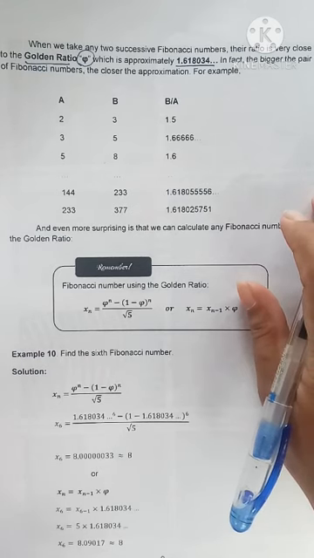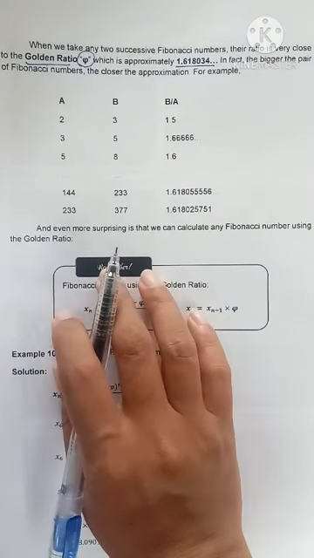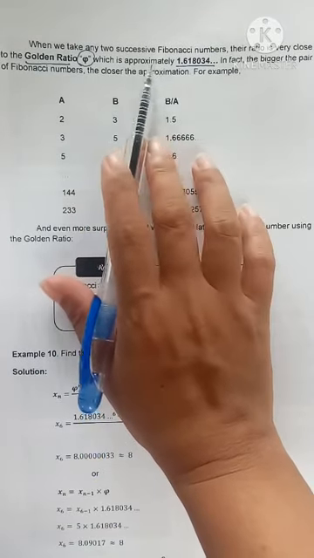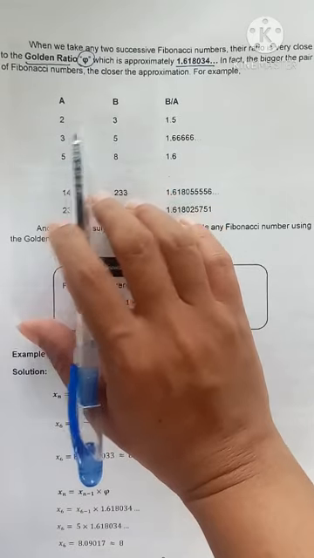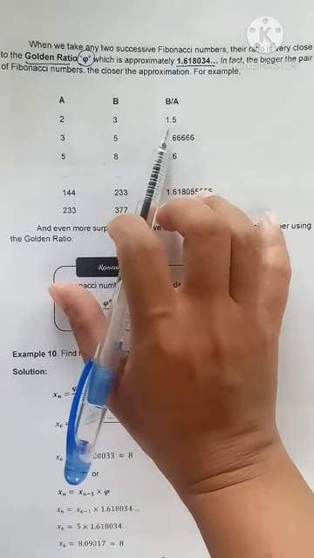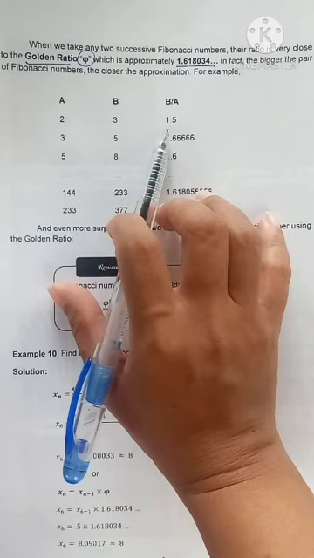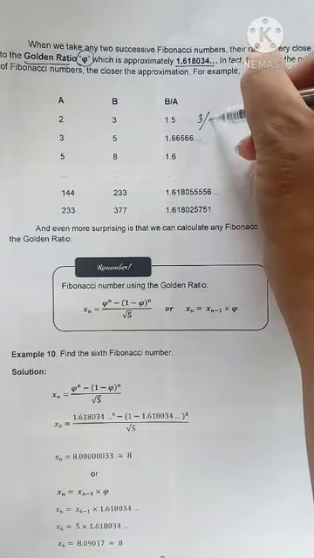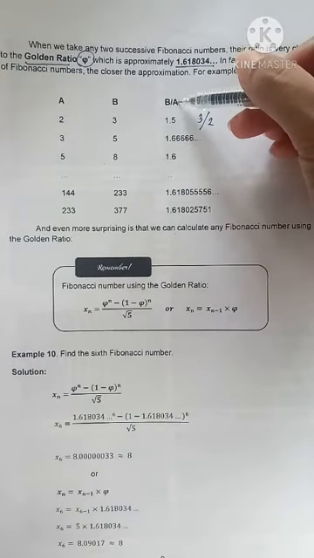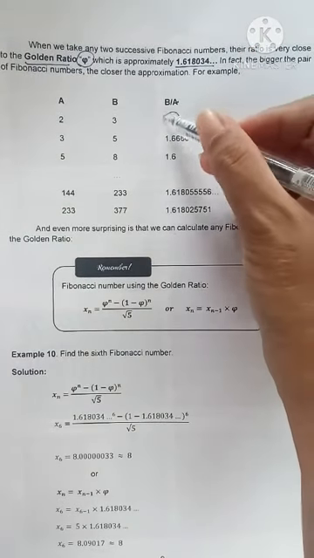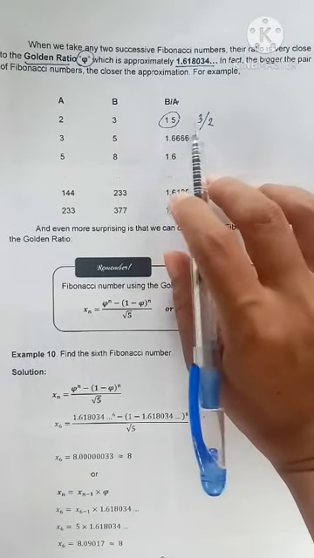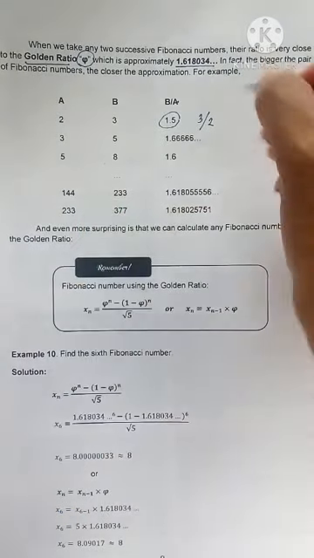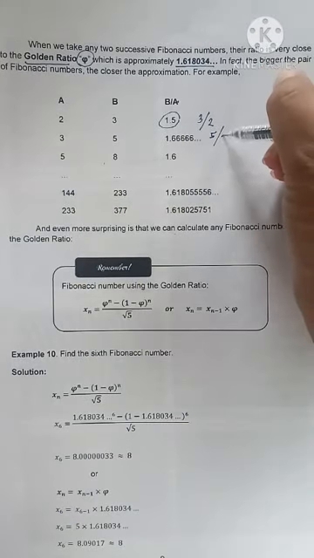So for example, if we have two successive Fibonacci numbers, 2 and 3, its ratio is 1.5. This is from 3 divided by 2, or B over A. This is where we get our answer 1.5. This is its ratio. Another, we have for 3 and 5, so 5 over 3.